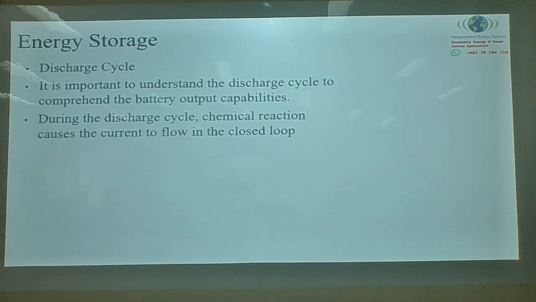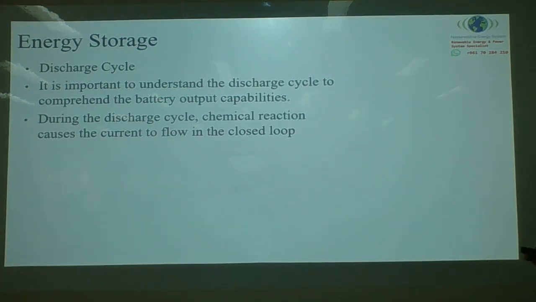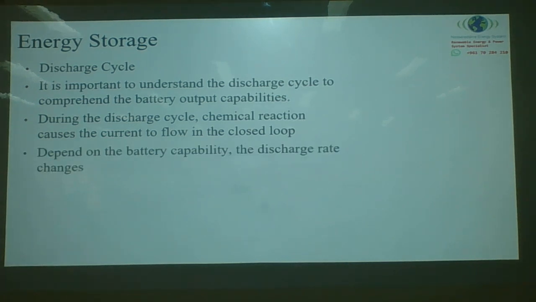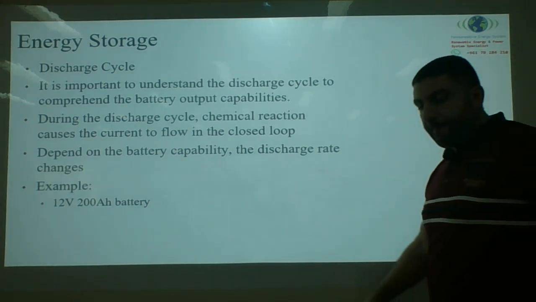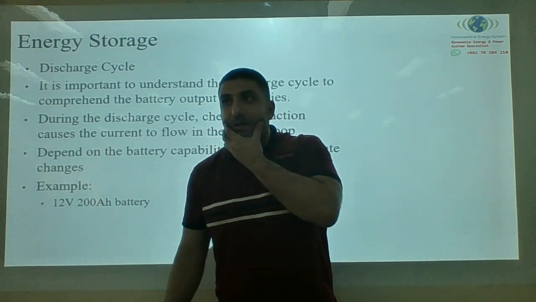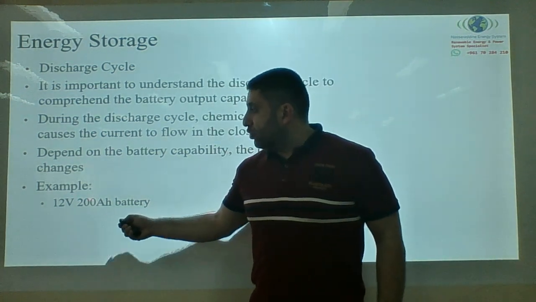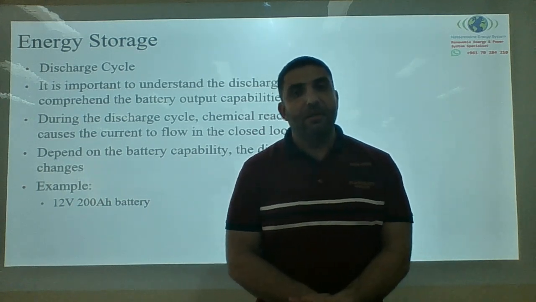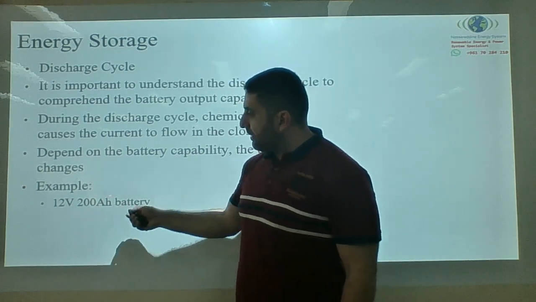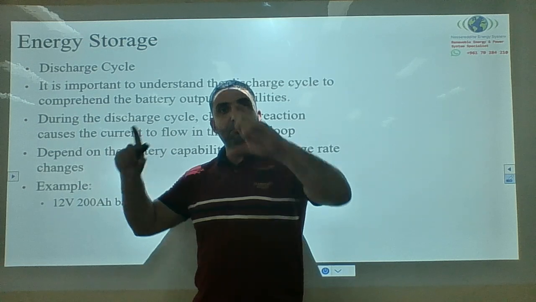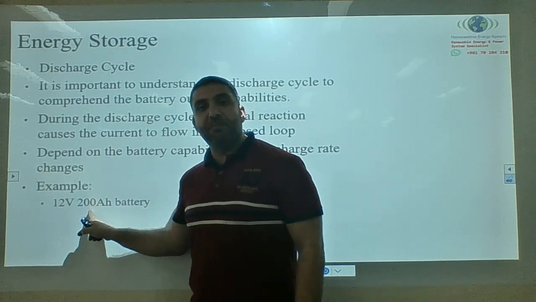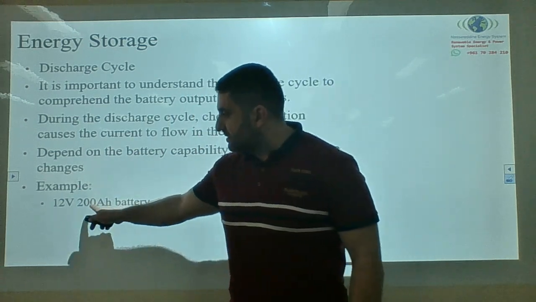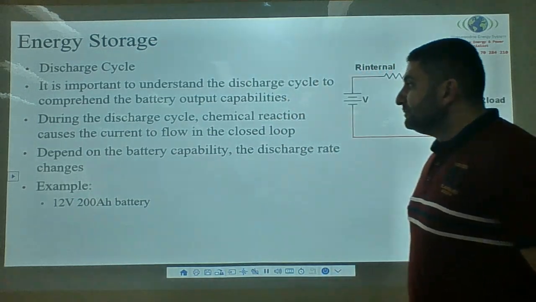During the discharge cycle, the chemical reaction causes the current to flow in the closed loop. Depending on the battery capability, the discharge rate changes. Example: I have a 12-volt, 200 amp hour battery. We said that for the 200 amp hour, we designate a big C for the capacity. So this is big C, simple.